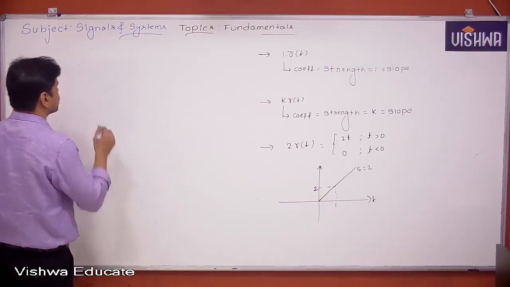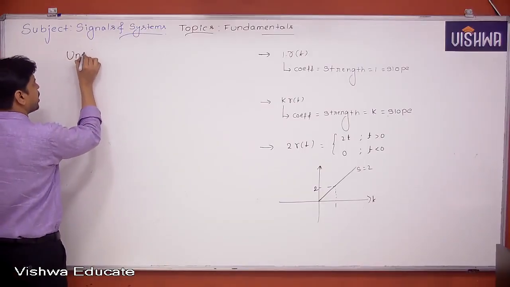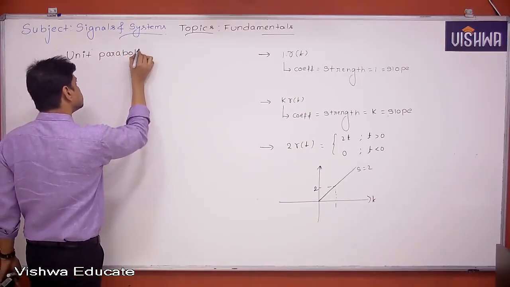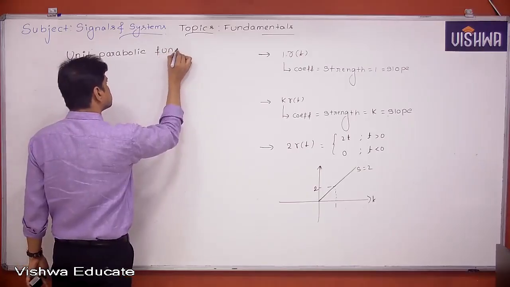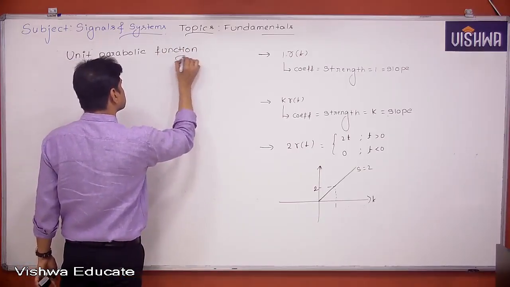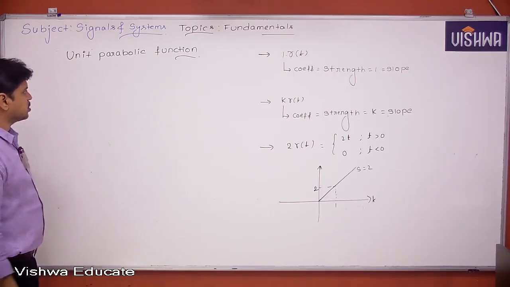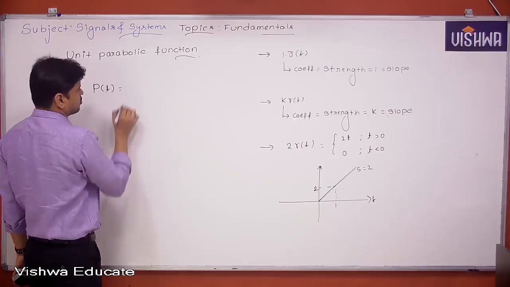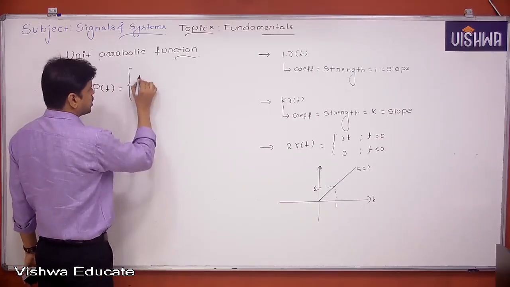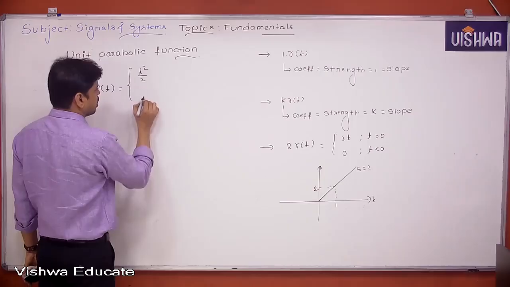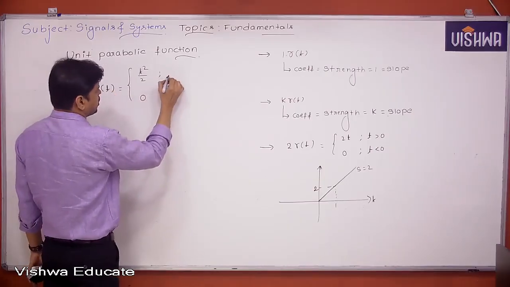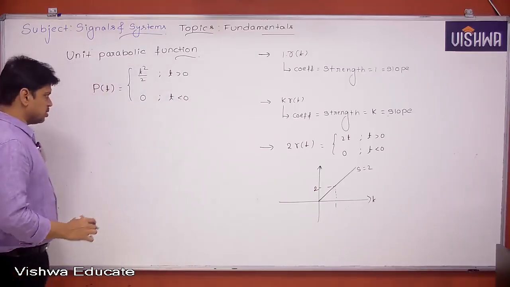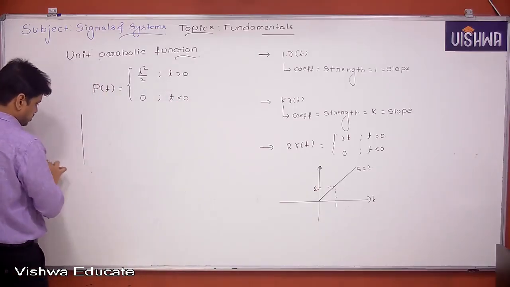Next, unit parabolic function. The unit parabolic function, which is usually represented with p of t, has a value of t square by 2 for t greater than 0, and 0 for t less than 0. Graphically, we can show this like this.